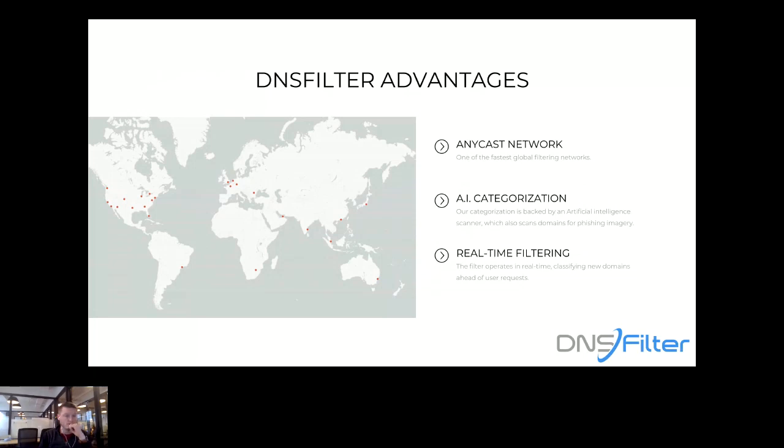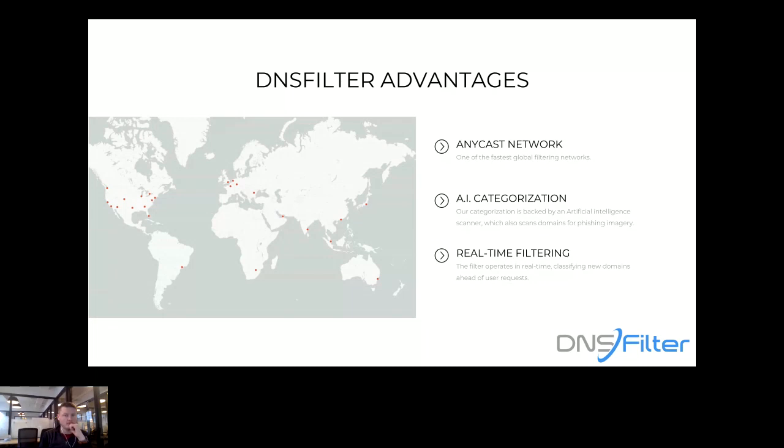The second is our AI categorization. We actually have an AI scanner as part of our solution. It's trained to recognize and classify web pages, and it crawls millions of domains per day. We also have an anti-phishing component to that. It scans web pages for Dropbox logins, Office logins, Google logins, things like that, and actually will cross-check to make sure they're on the domain they're supposed to be. Otherwise, it's flagged as a phishing domain.